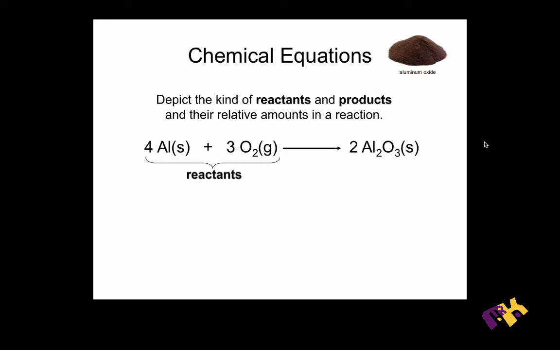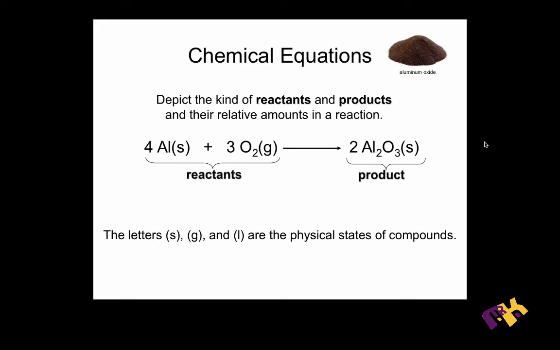Notice that on the front side of a reaction, typically on the left, there are going to be the reactants in most cases. And the arrow then is going to yield the product, so what's produced in the reaction. This is a very simplistic idea, I know.